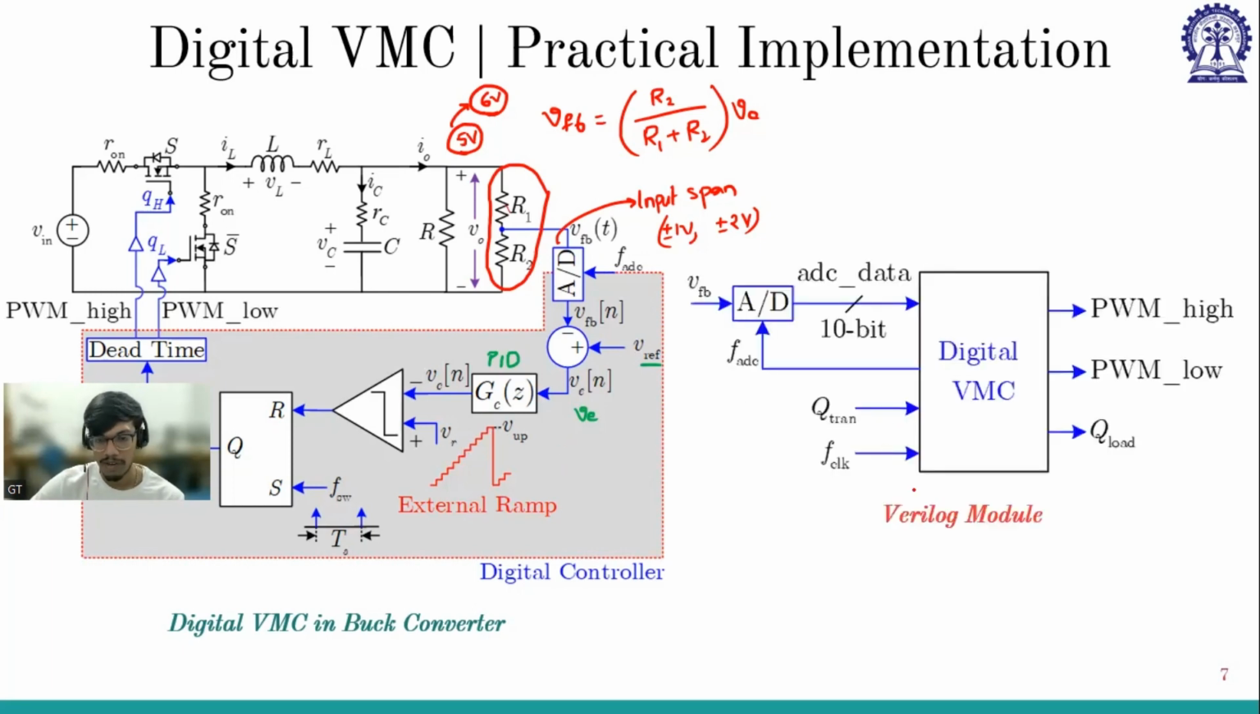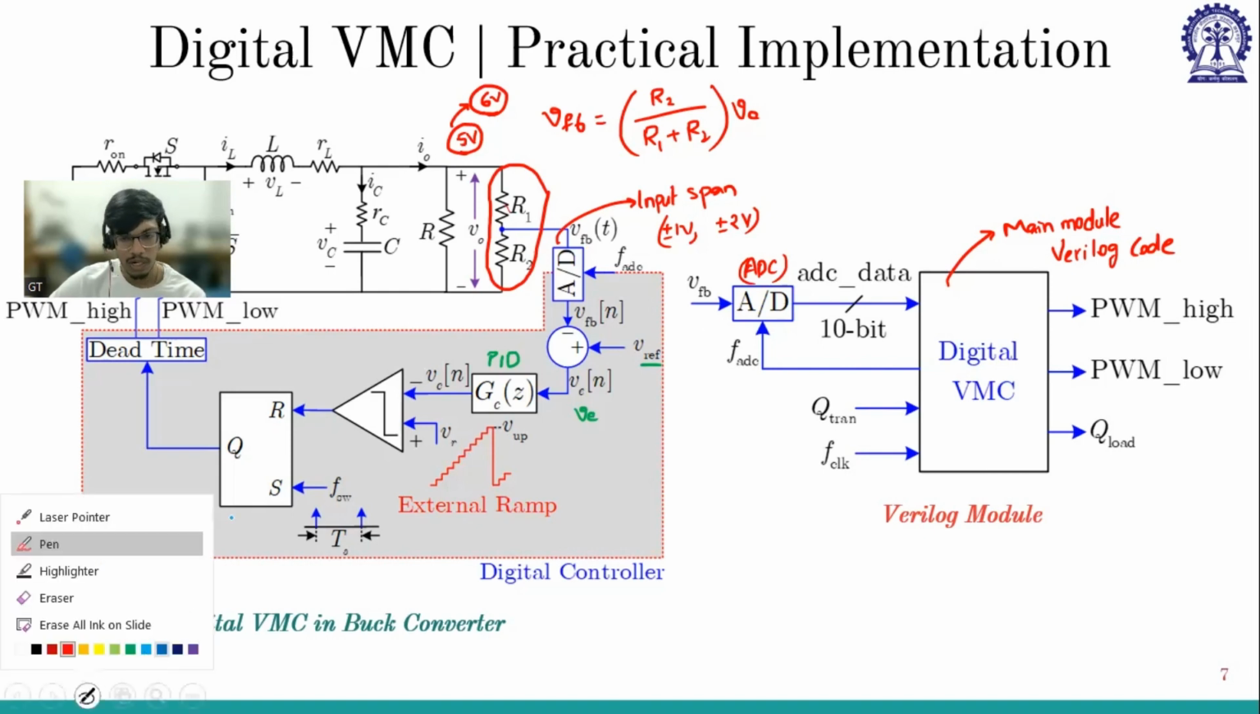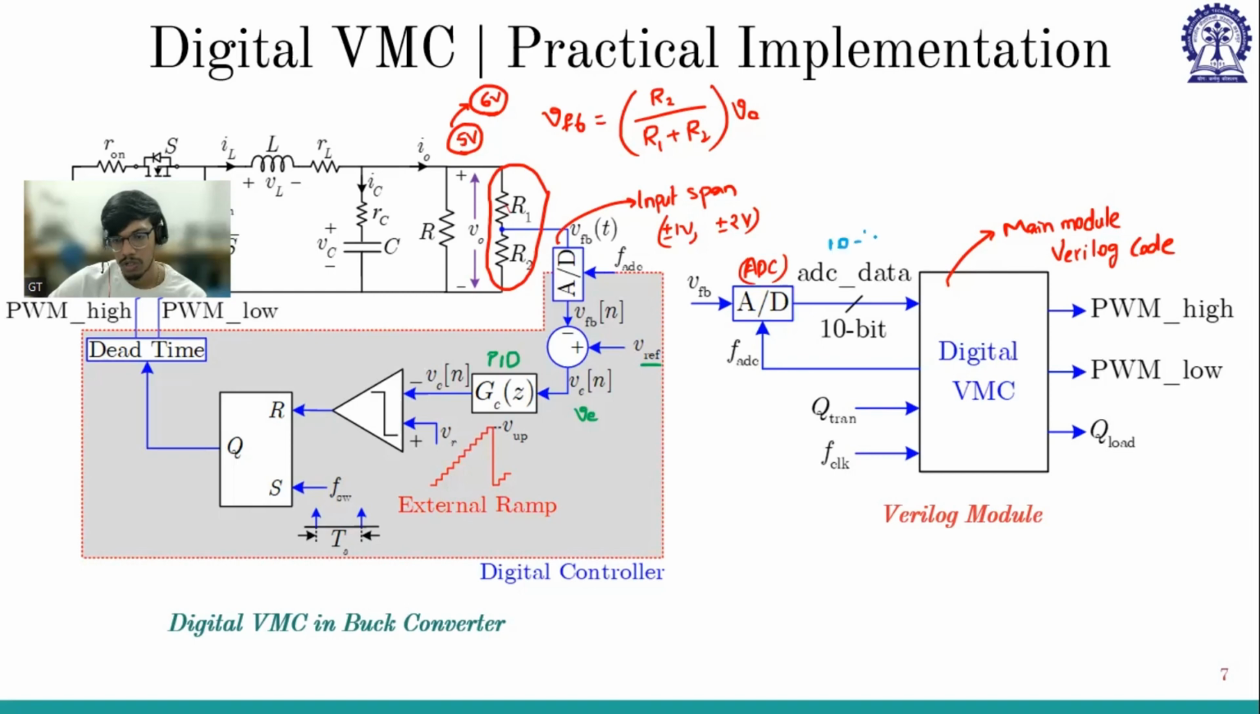So now coming to the Verilog module. If we represent this as a Verilog module, this is our main module Verilog code. And what are its inputs and outputs? So A to D is giving the digital data. There is this analog to digital converter, and whatever scaled down feedback voltage we have generated will go to the analog to digital converter, and this will give a 10-bit digital value, which will go into the digital voltage mode control.